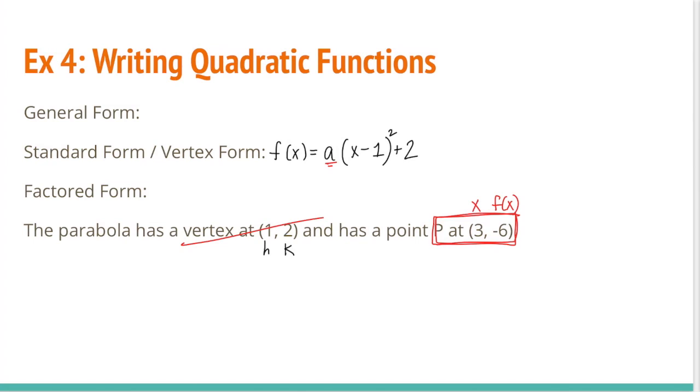Okay, so what's going to happen is I'm just going to plug those 2 points into our standard form equation and solve for a. So I'm going to do that down here. Instead of f of x, I'm going to put -6, our f of x value. We've got a, because I don't know what that is yet. And then instead of x, I'm going to put 3 minus 1 squared plus 2. Now I'm just going to keep simplifying and solving for x.